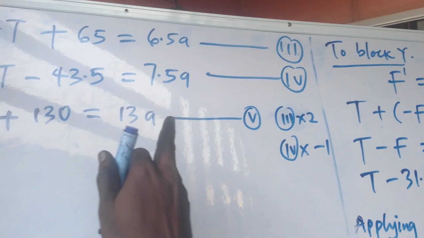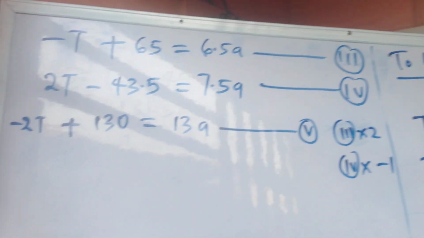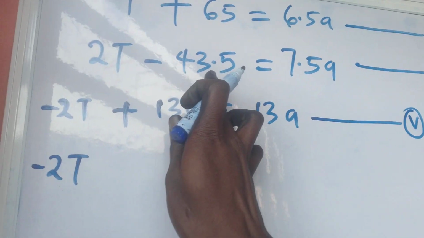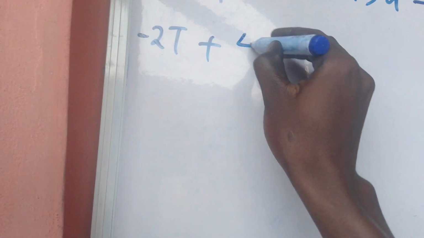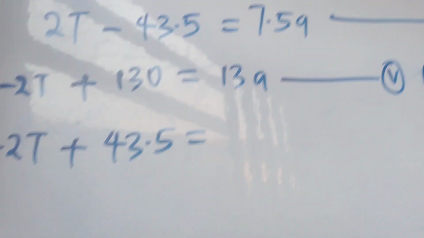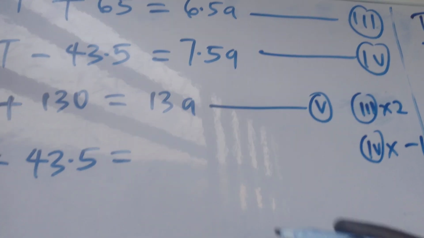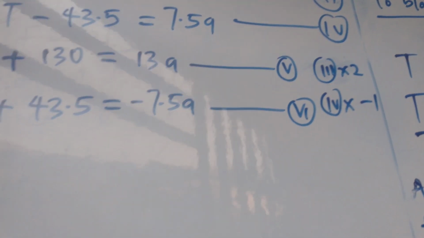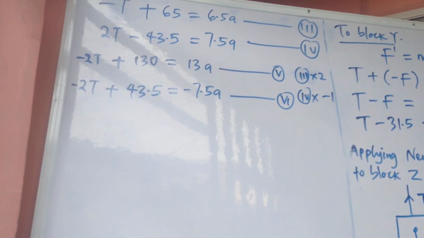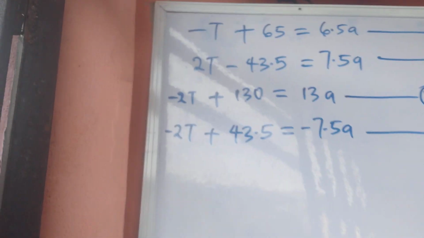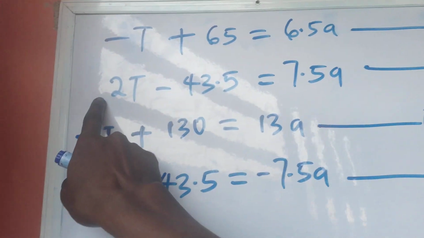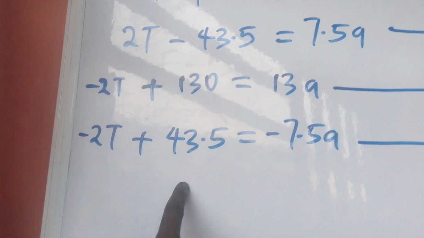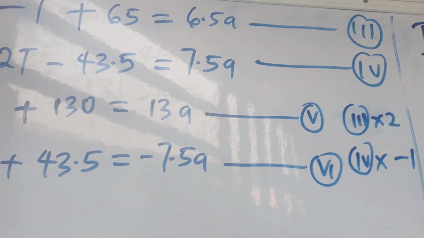Now we use minus 1 to multiply everything here. Minus 1 times 2T is minus 2T. Minus 1 times minus 43.5 is plus 43.5, equals minus 1 times 7.5A, which is minus 7.5A. Okay, that is equation 6. So when I use minus 1 to multiply everything here, minus 1 times this is this, minus 1 times 2T is this, minus 1 times 43.5 is this, minus 1 times 7.5 is this one.